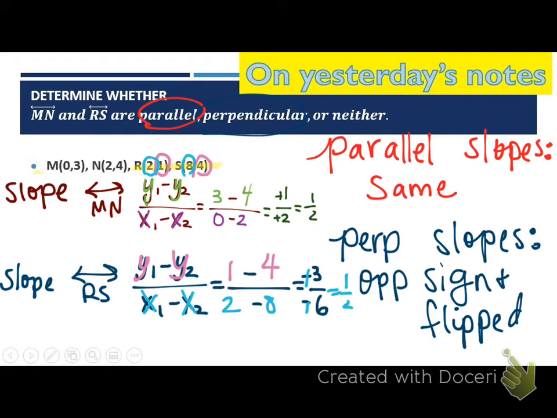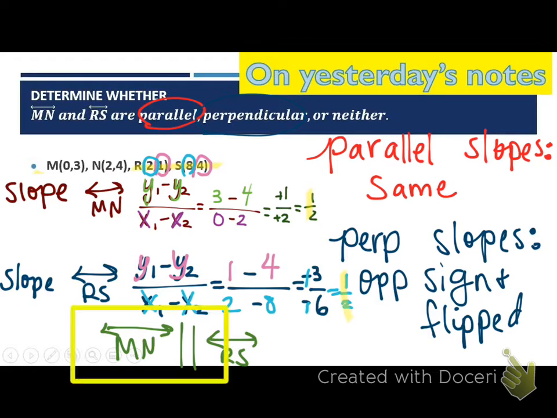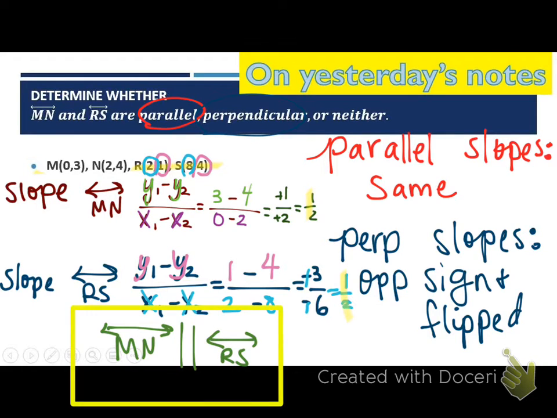So if you compare them, you get 1/2 and 1/2, which are the same, which makes them parallel. You're correct. So we are going to name them parallel. We're going to say MN is parallel to, what symbol does that look like? The double lines. MN is parallel to RS. Perfect.